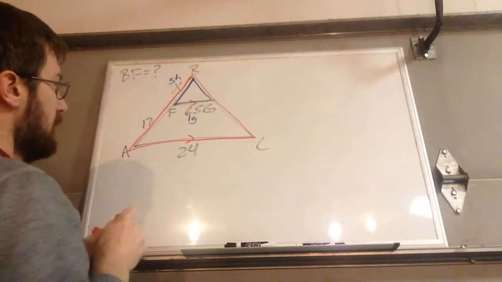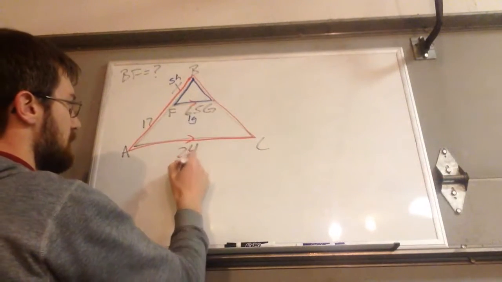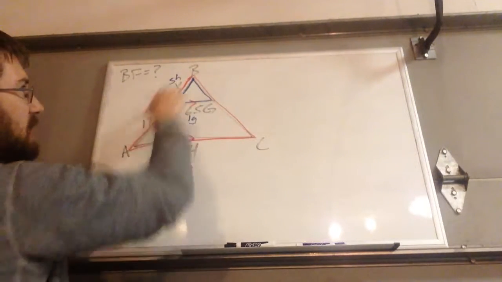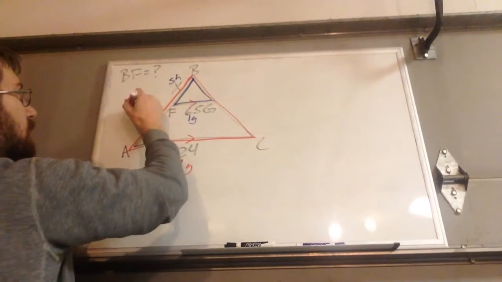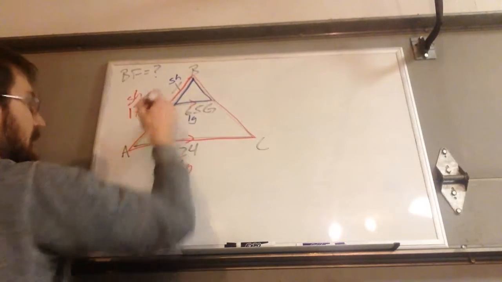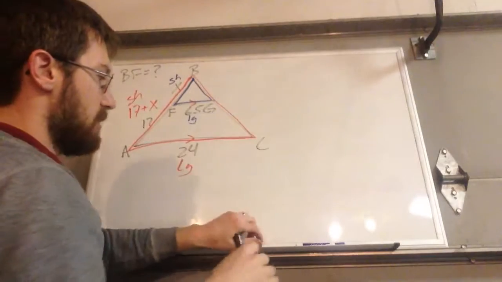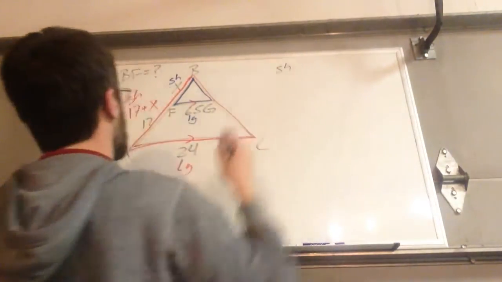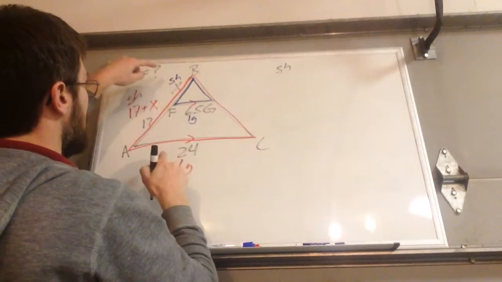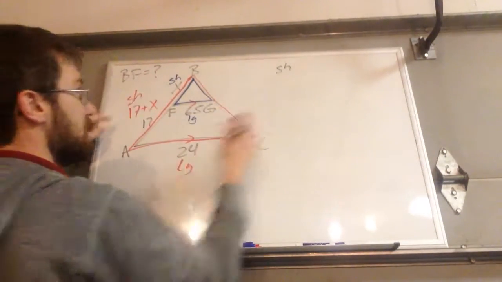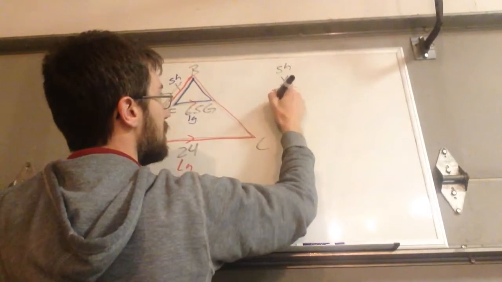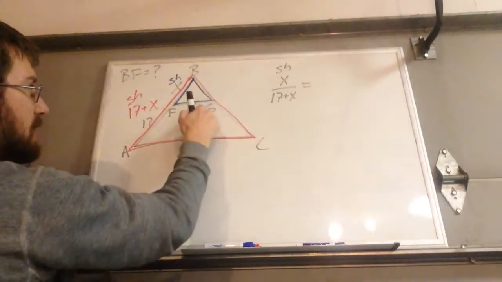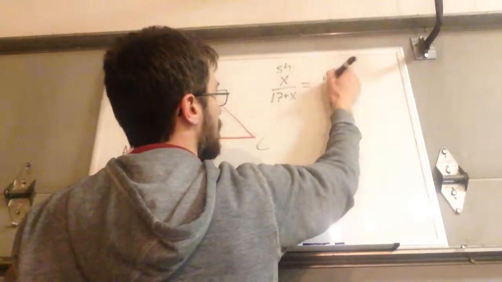So then on my red one, I've got the larger side, the base, is 24, and then again, it's not 17 for this one. The entire short side for the red one is 17 plus x. Now I can set up my ratios and solve this. Short sides, that'll be x over 17 plus x. And then my long sides, 6.5 over 24.